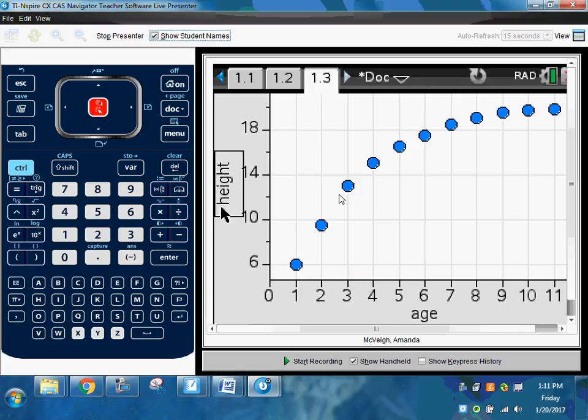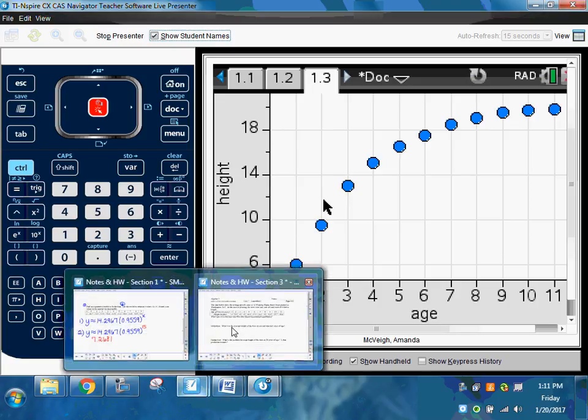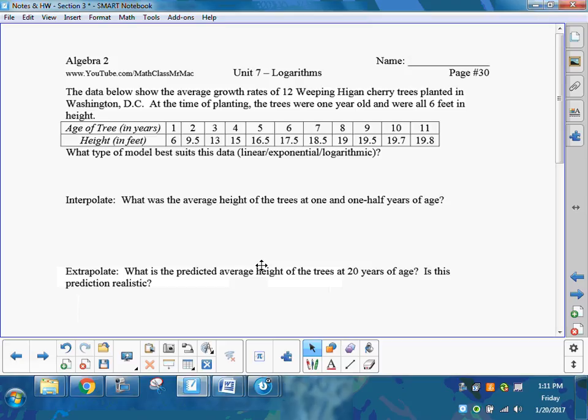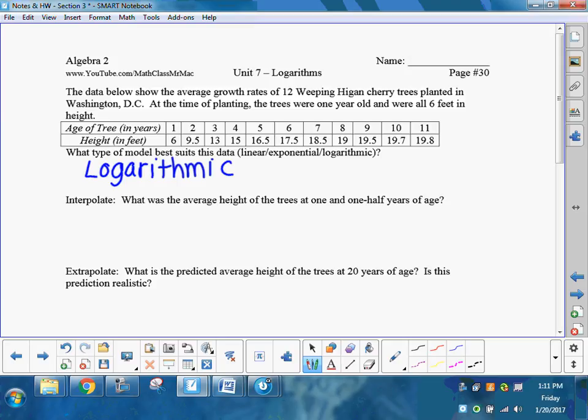Now, is that linear? Is that exponential? The inverse of exponential. What's the inverse of exponential? The log. Now, you need to come up with, so let's answer that piece first. What type of model suits this? Logarithmic. Why? Here's what the data does, right? That's a log graph.